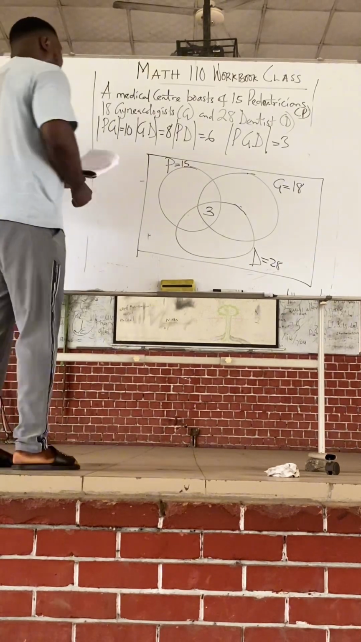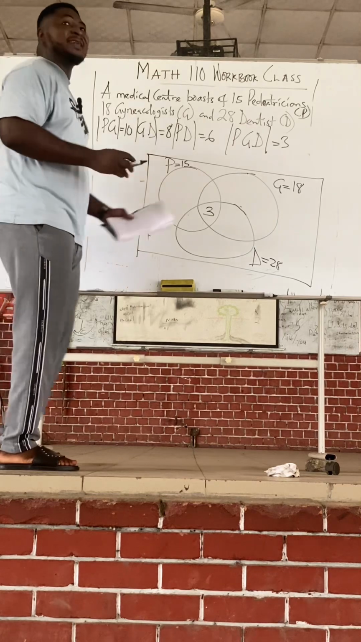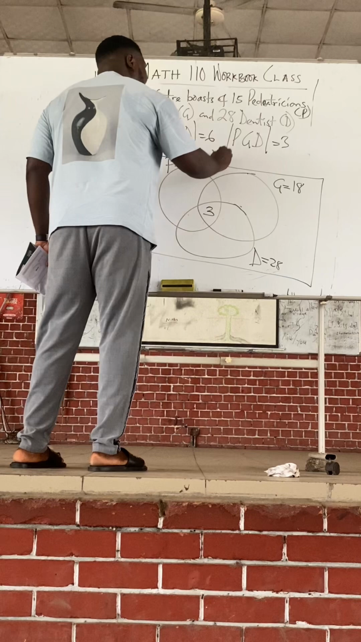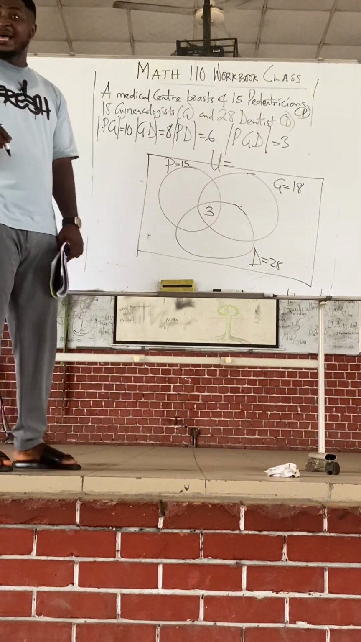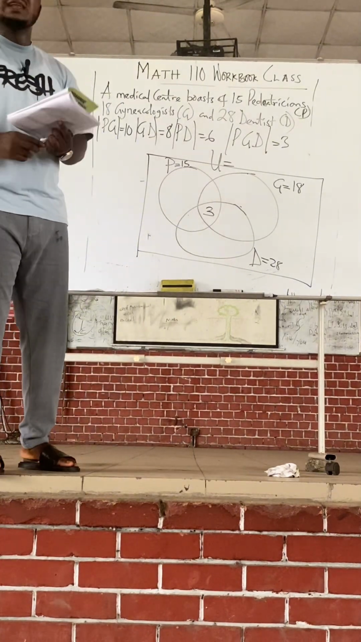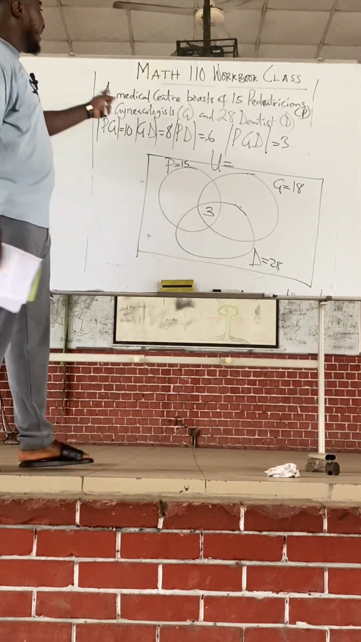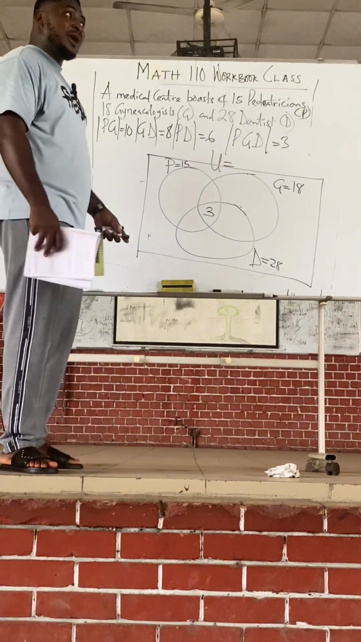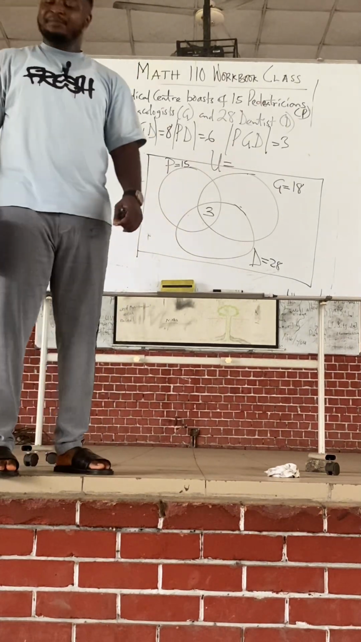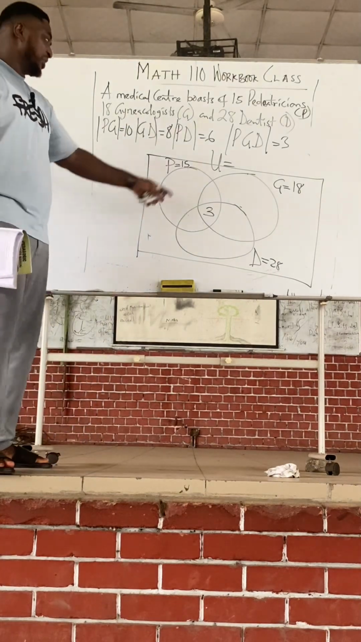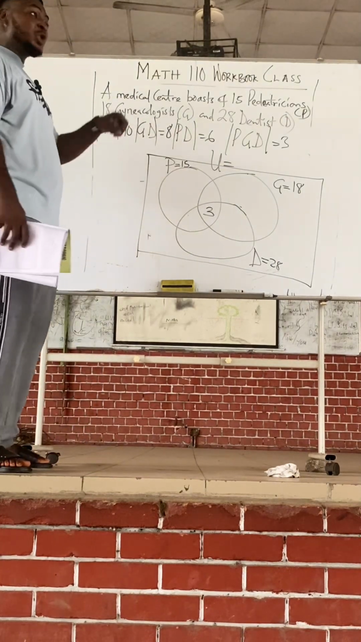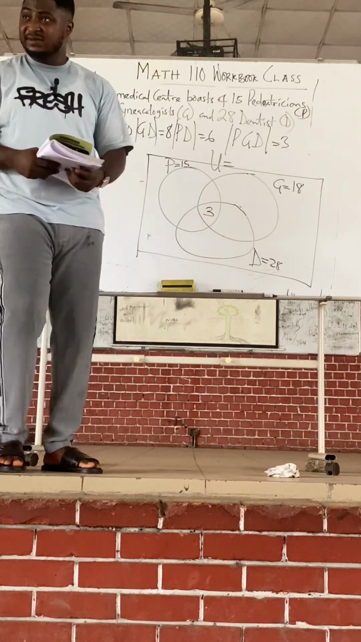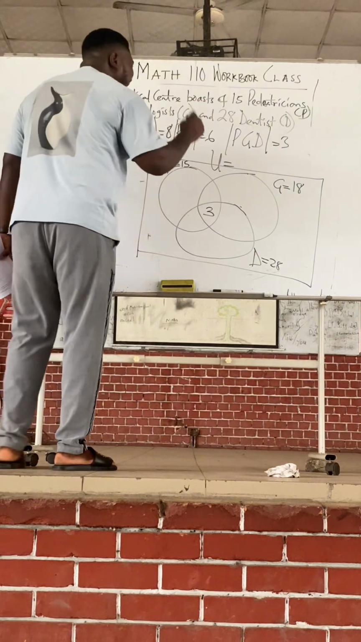Let me inform you, in a class of 100 students, they give you the universal set. In this question, they didn't even give you your universal set, and you cannot depict a Venn diagram without representing the universal set. So how many people are in the medical center altogether? We don't know the total number of doctors. So by telling you to depict this in a Venn diagram without mentioning the universal set, your Venn diagram is not complete.